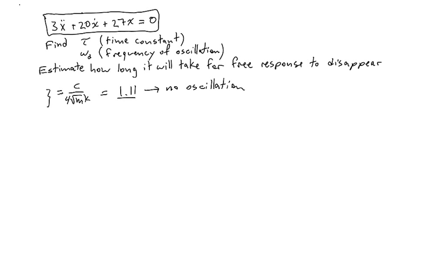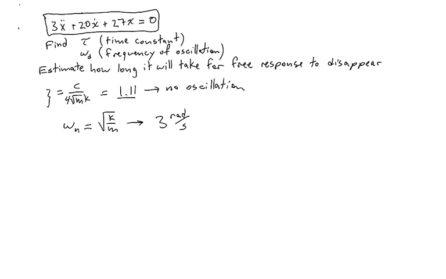For something like this, you might as well write down the natural frequency, which might come in handy later. Square root of k over m. In this particular case, it's going to end up being square root of 9, which is 3 radians per second. Okay, so the next thing we need to do is find the time constant, and that's going to come from the roots. So let's go ahead and find those.